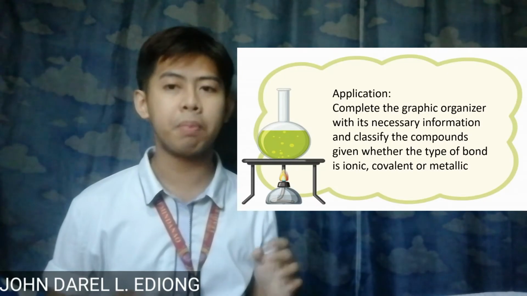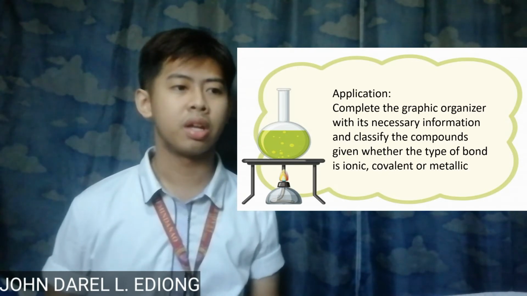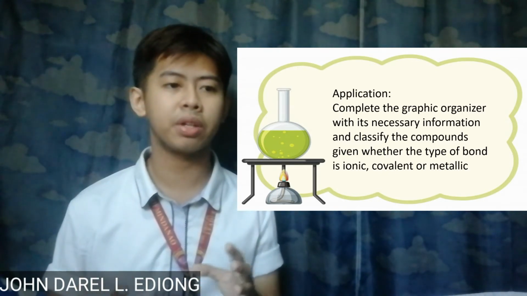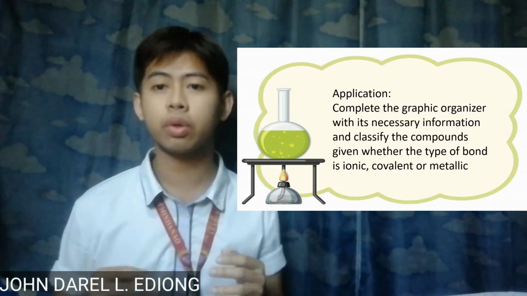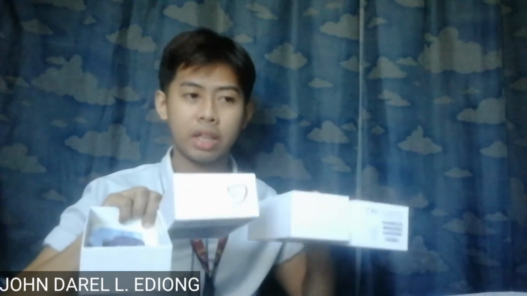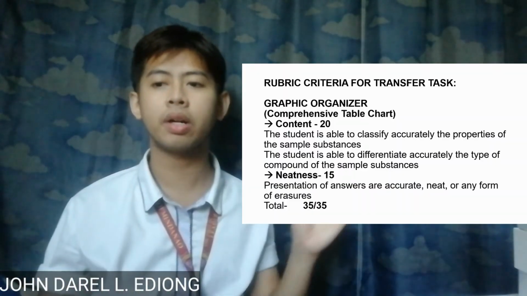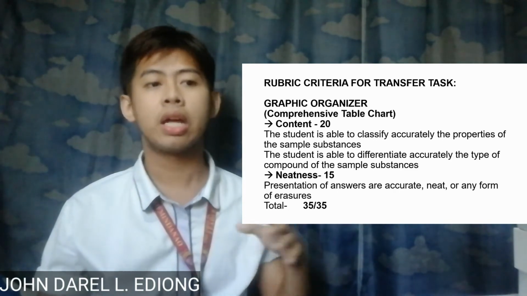So in order to apply what you learned from the discussion, I want you to complete the graphic organizer with its necessary information and classify the compounds given whether the type of bond is ionic, covalent, or metallic. I want you to assume that you are a chemist. And the scenario is that you have to identify what are the compounds here and classify what type of bond that is. So you are guided with your rubric criteria for this task.